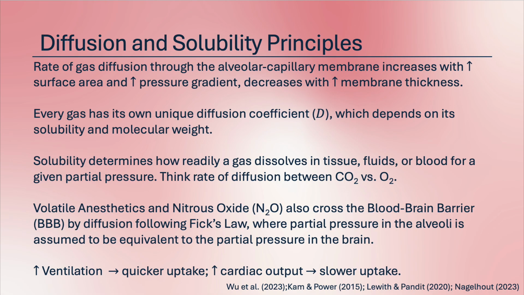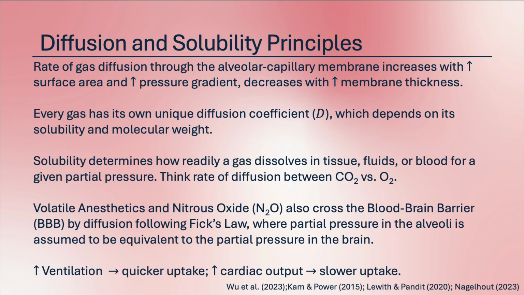Gas diffusion in our lungs reflects all variables of Fick's law. A healthy alveolar capillary membrane has a large surface area and a very thin membrane, allowing efficient movement of oxygen, carbon dioxide, and anesthetic vapors. Every gas has its individual diffusion coefficient, primarily dependent on solubility and molecular weight. CO2 diffuses faster than O2 because its high solubility gives it a much greater diffusion coefficient despite its heavier molecular weight. For inhaled anesthetics, the alveolar partial pressure is the principal driver of diffusion into blood and across the blood-brain barrier until partial pressures equilibrate.